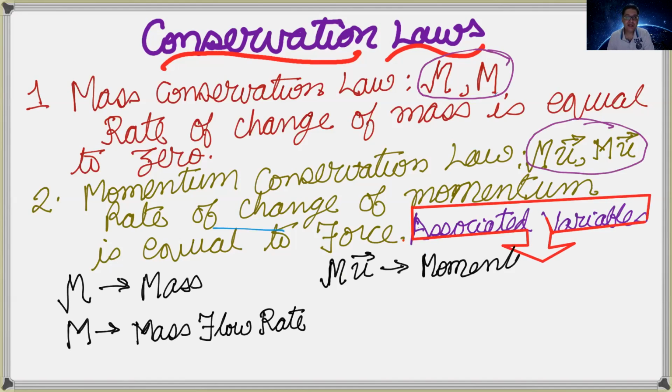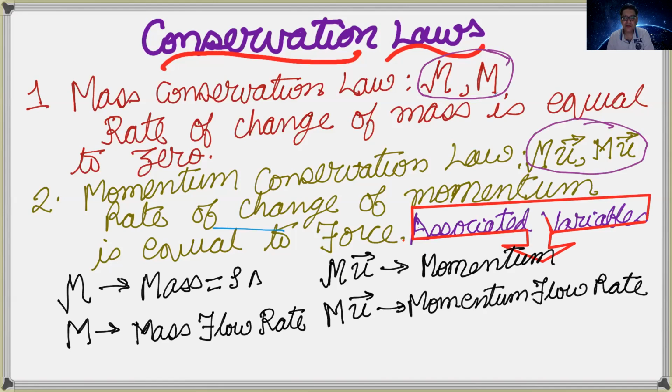As I had mentioned, these are the variables: mass, mass flow rate, momentum, and momentum flow rate. Notice that the mass and momentum are directly proportional to the volume of the fluid element, whereas mass flow rate is proportional to the surface area. Just to give you an example, consider the mass of air in the room where you are sitting. The mass of the air in the room is directly proportional to the volume of the room.